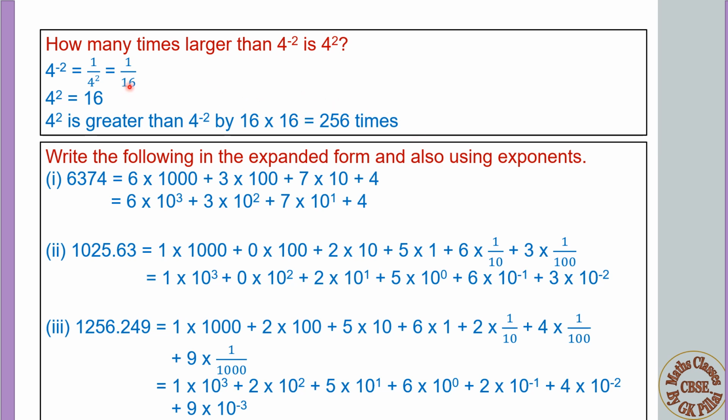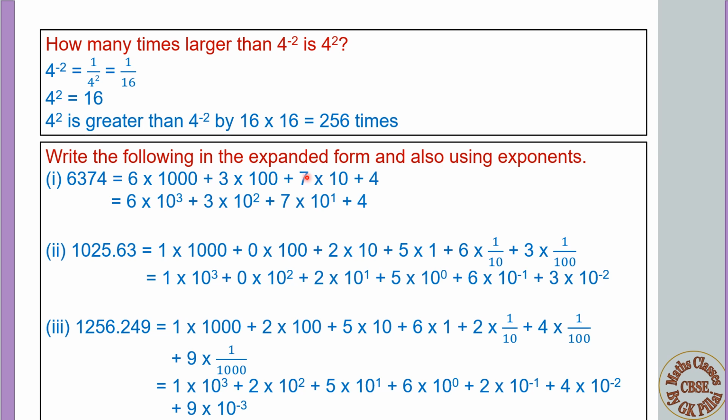1 by 16, when you multiply by 16, 16 get cancelled, you will get 1. But we want 16. So we will multiply once again by 16. So that is why, for converting this into this, you have to multiply by 16 into 16, 256.